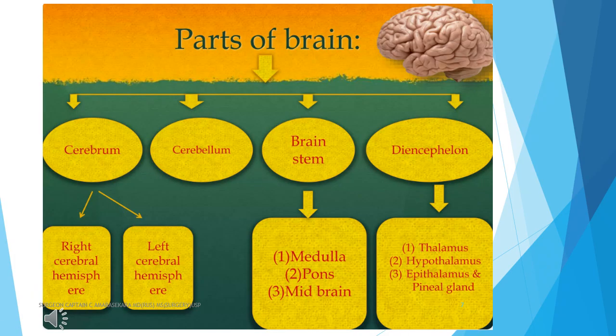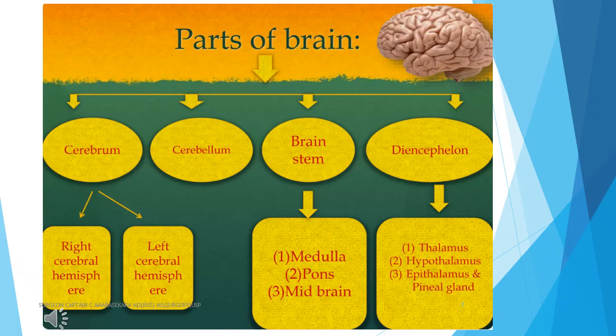Now we will come to the functional overview of the brain. So, what are the brain divisions? Cerebrum, cerebellum, brainstem, and diencephalon. The cerebrum is divided into right cerebral hemisphere and left cerebral hemisphere. So, what are the functions of the cerebrum? They do the higher cognitive functions: reasoning, memory, emotion, and language. Also motor control through the precentral gyrus and sensory perception through the postcentral gyrus.